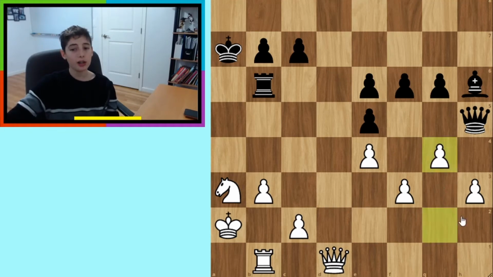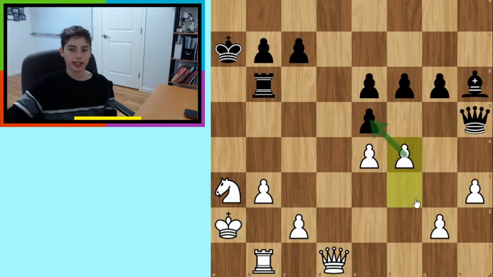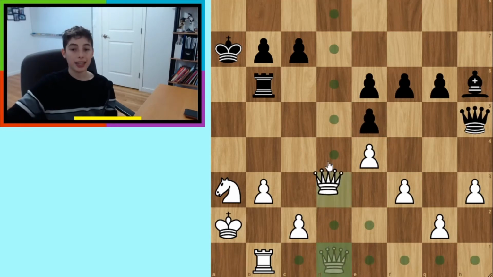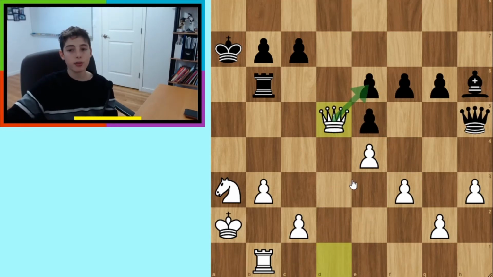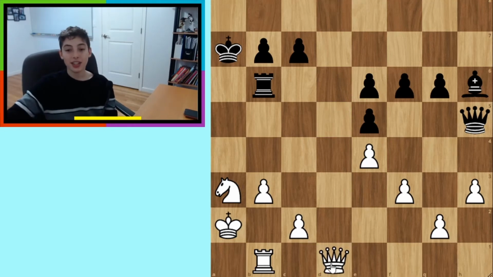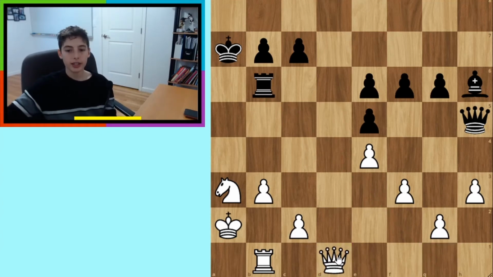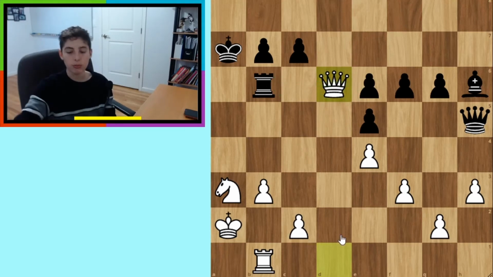So here, this is a threat. You're threatening to capture the queen. Bad move. Here, this is a threat. You're threatening to capture the pawn. Bad move. Here, this is a threat. You're threatening to capture the pawn. Horrible move. Here, this is a threat, I guess. You're threatening to capture the rook, but once again, very bad move. Here, you're threatening to capture the pawn or the rook or even this pawn, but horrible move.